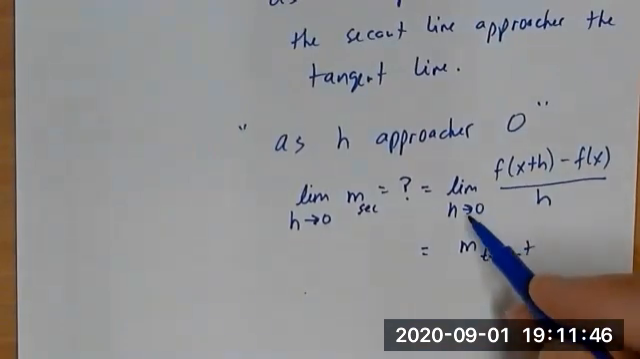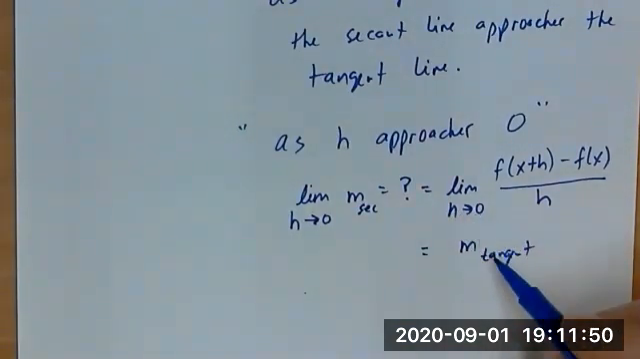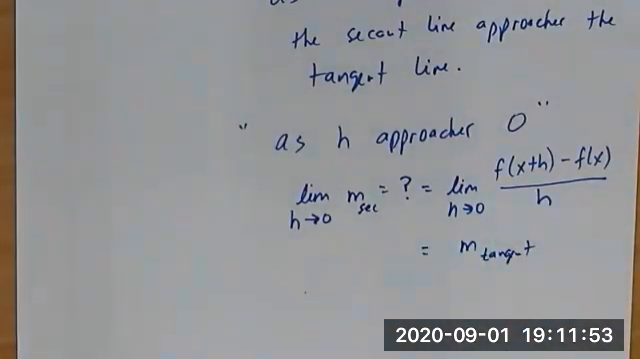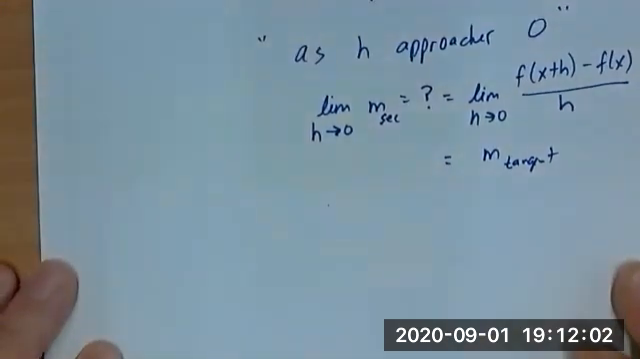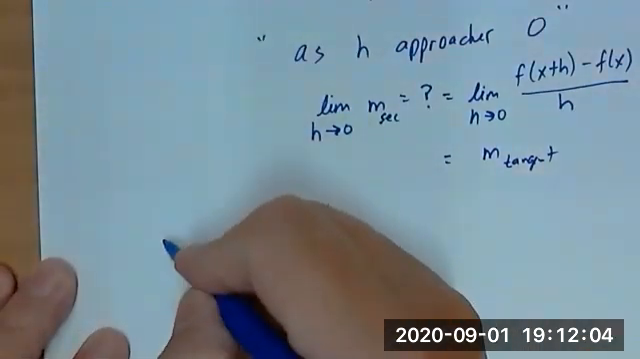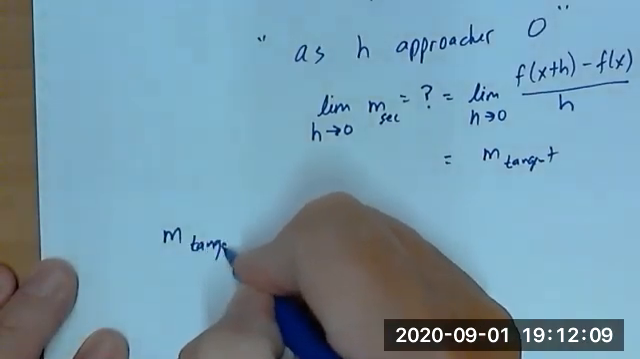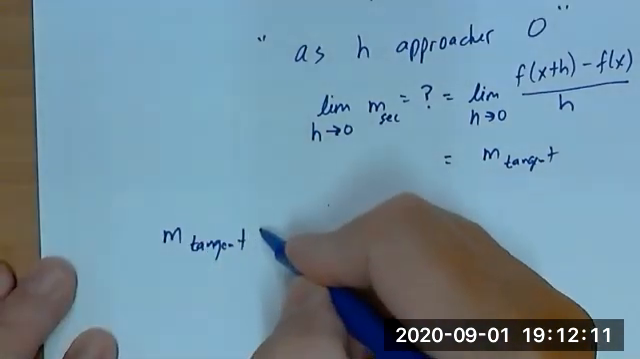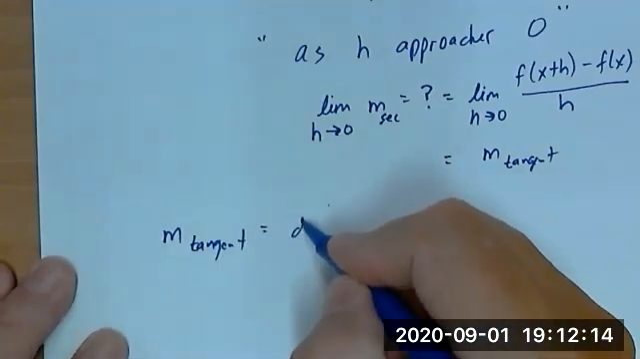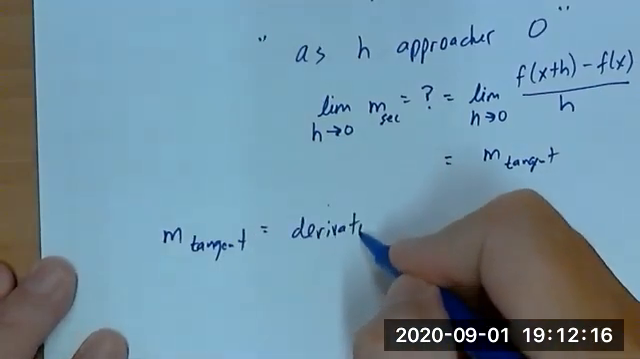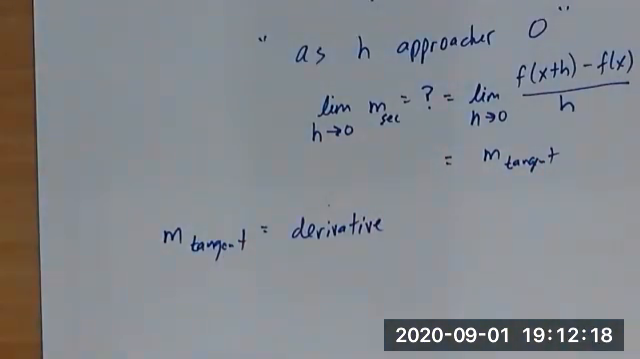Right? Because as the 2 points get really close together, the tangent line and the secant line almost become like the same line. That's what we're doing. So the slope of the tangent line, we give another name in math, and basically we call it the derivative.